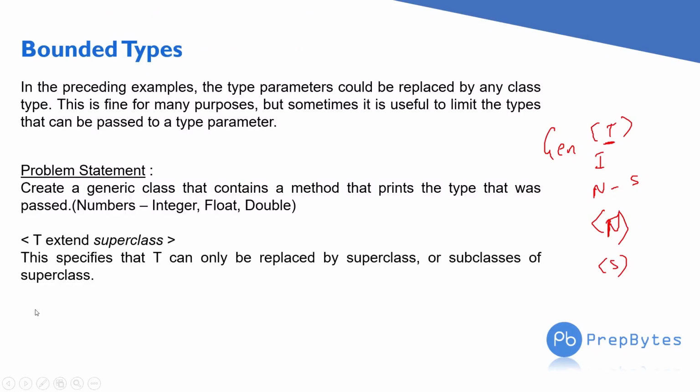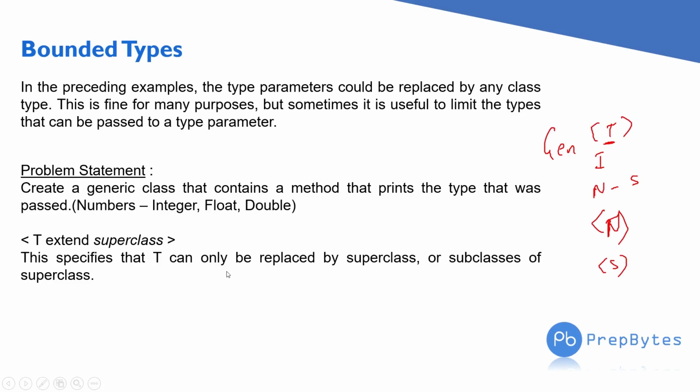So this is how we write extend. T extends a superclass. This specifies that T can be replaced by the superclass or subclasses of the superclass. So T can only be replaced by the superclass that we write here or the subclasses of that superclass.